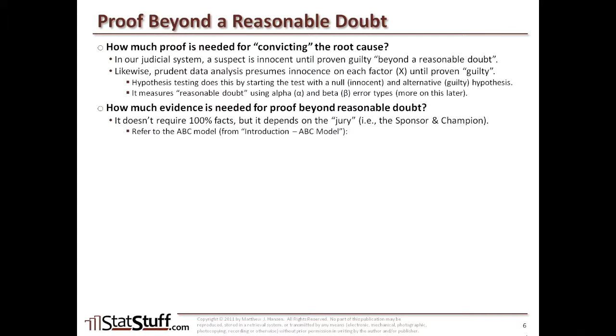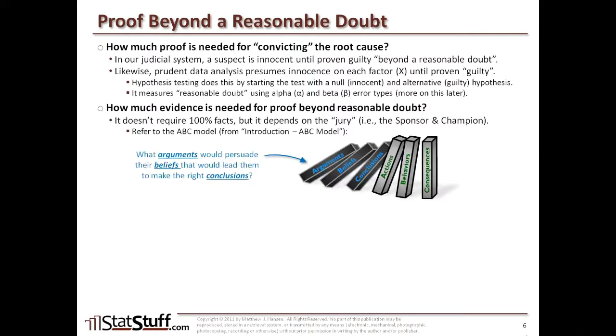This is similar to what we've talked about in the past in the ABC model that was talked about in the lesson in the introduction series of lessons. That's where we talked about how we're looking for what arguments there are that would help persuade the beliefs of the sponsor and champion in order to help them make the right conclusions. That's really what we're looking for.